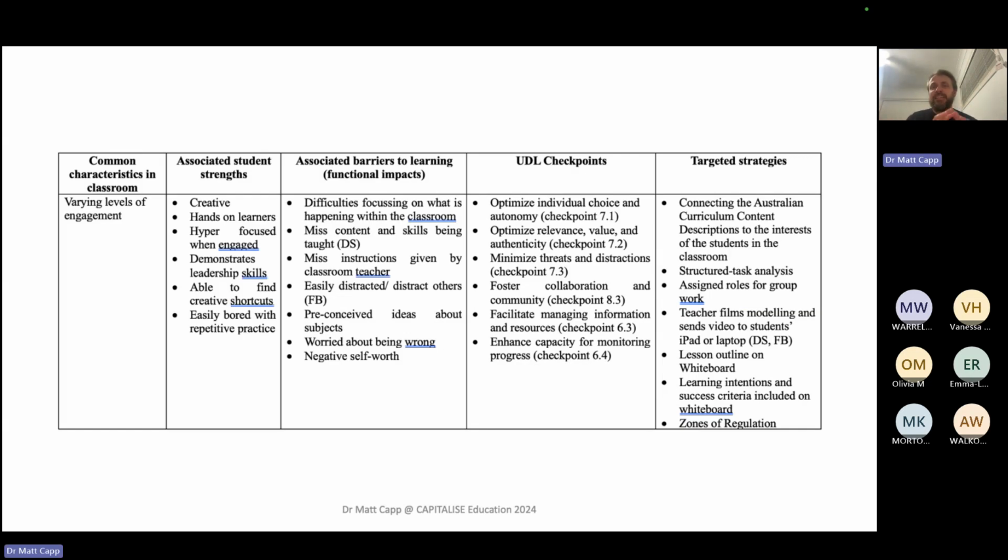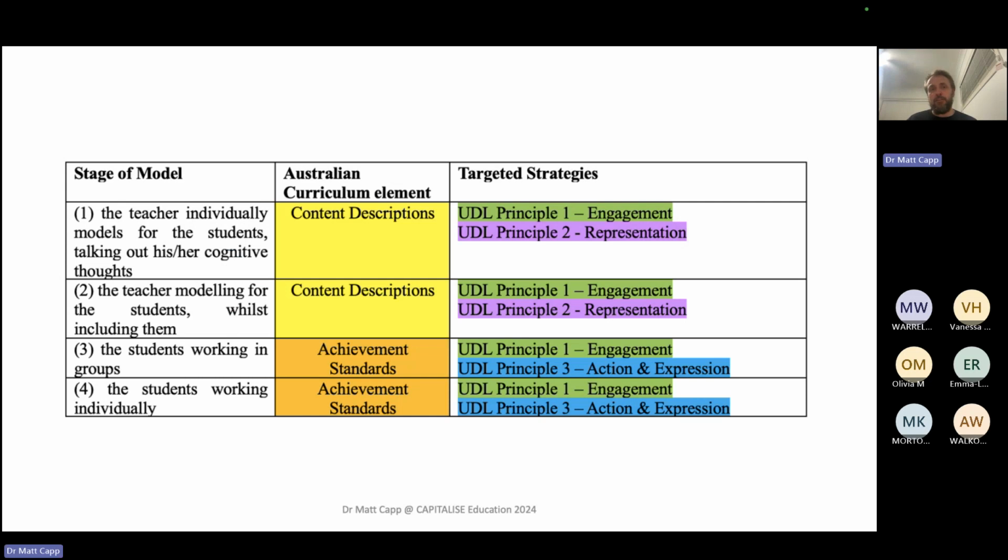Once we've done that, we can take these strategies and we can be discerning about where we put them within the explicit instruction model. So we looked at the explicit instruction model before, the teacher individually modeling for students, teacher modeling with the students, and the students working in groups and individually. So when the teacher's individually modeling and with the students, the content descriptions, the targeted strategies that relate to principle 1 of engagement and principle 2 of representation related to the UDL framework, we could put those in here.